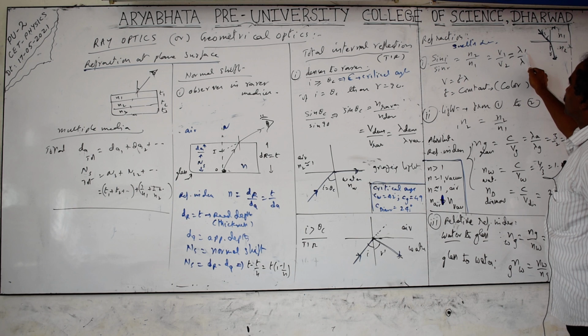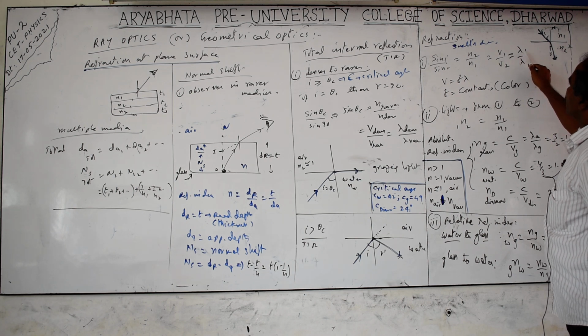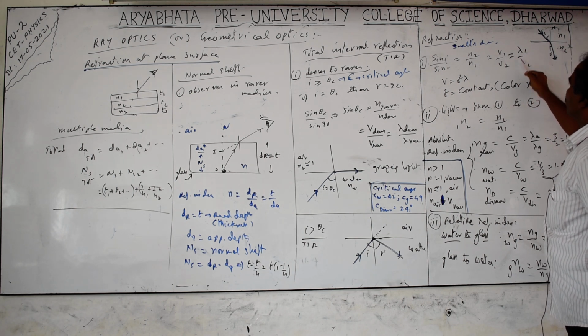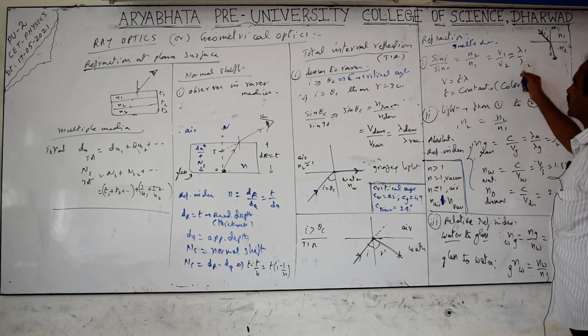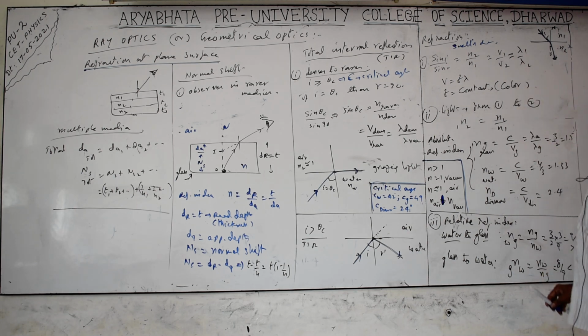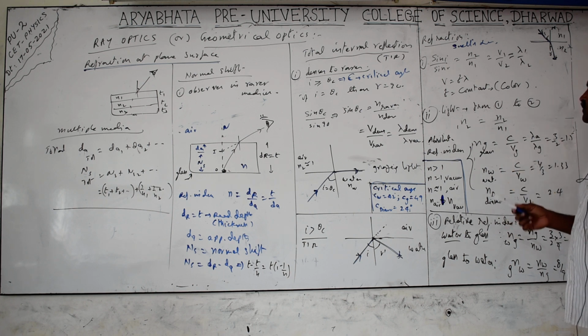v = fλ, and f is constant here. So v1 = f1λ1, v2 = f2λ2. If f cancels, you get λ1/λ2. This is important for numericals. The color of light depends on the frequency, which is also constant during refraction. Color is always constant during reflection also. It is the actual color; only in the Doppler effect does the color appear to change, but that is apparent only, not real.